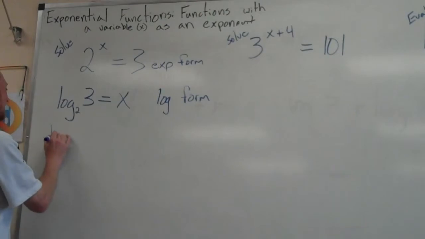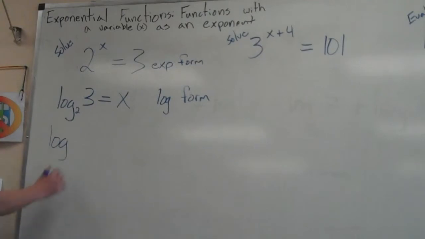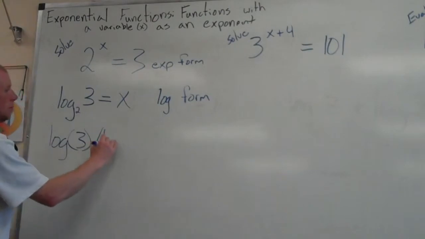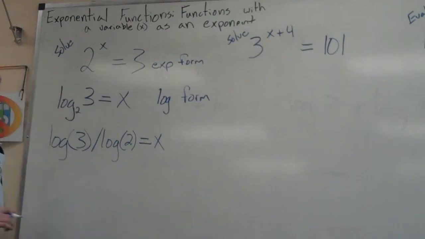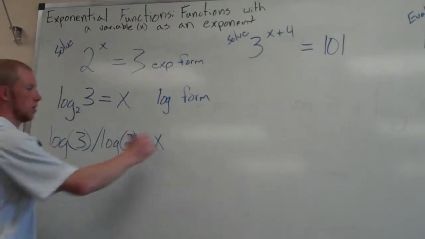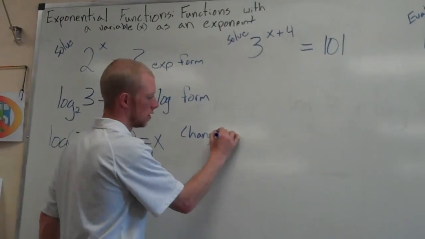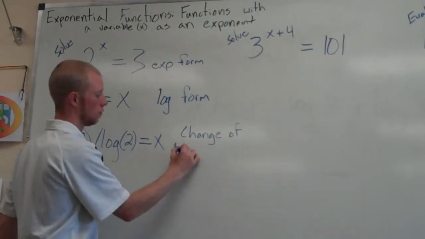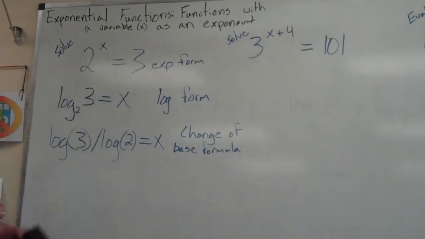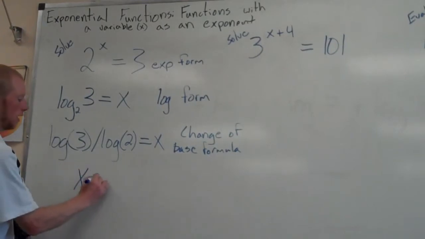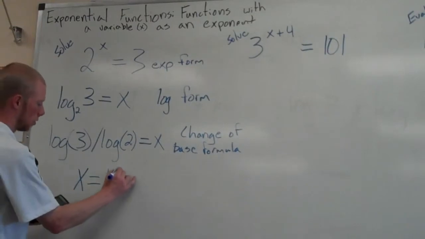Then you take this, which we've done before, we just haven't put a name to it. You do log of 3 divided by log of 2 equals x. What you are doing here actually has a name, and it's called using the change of base formula. When you put log of 3 divided by log of 2 into your calculator, you get that x should equal 1.585.